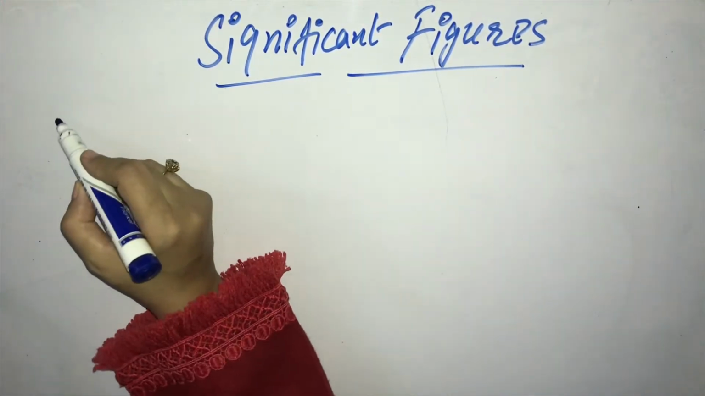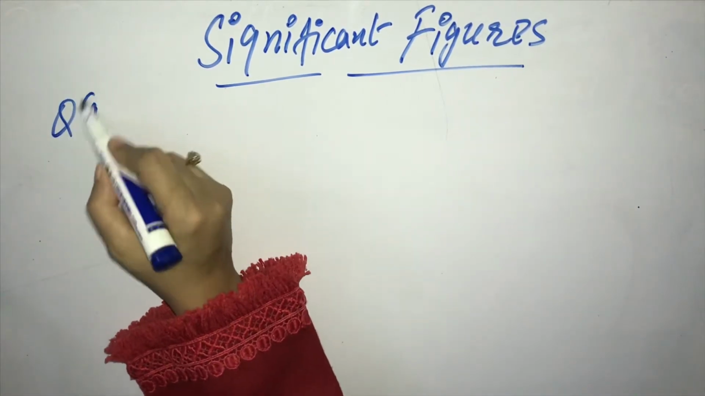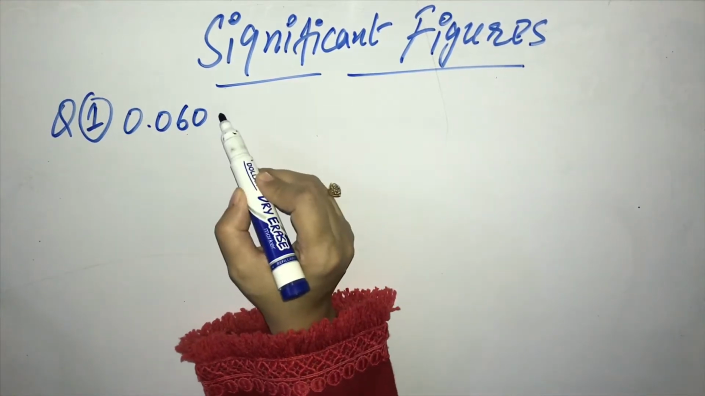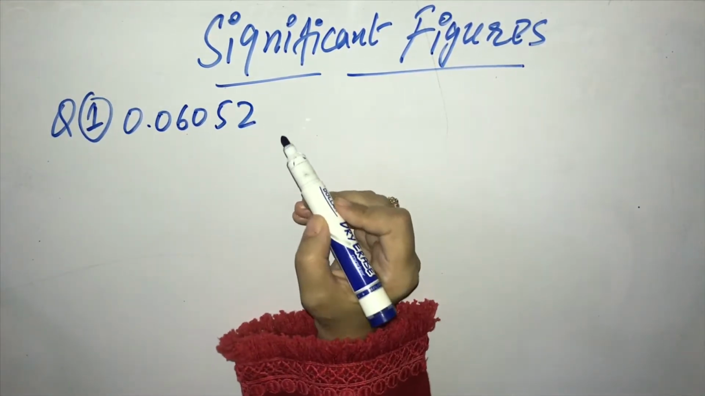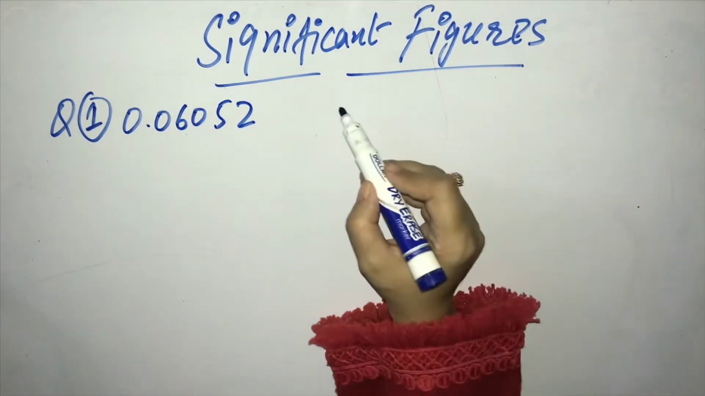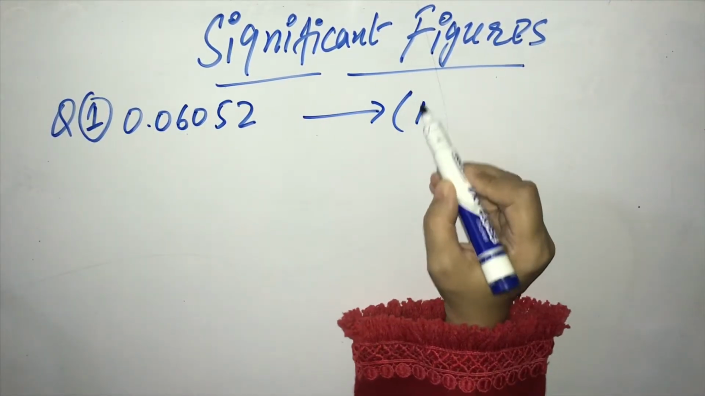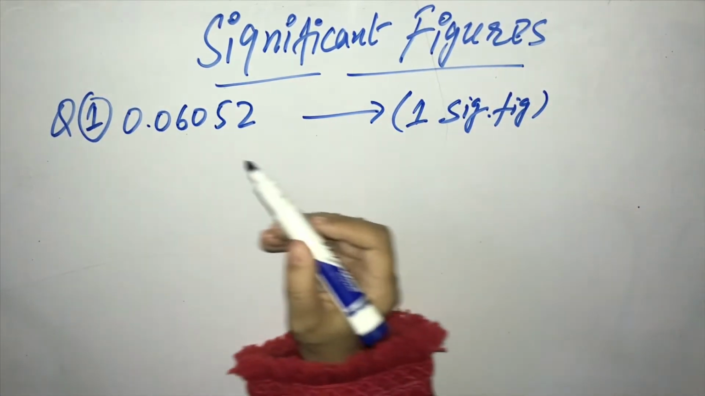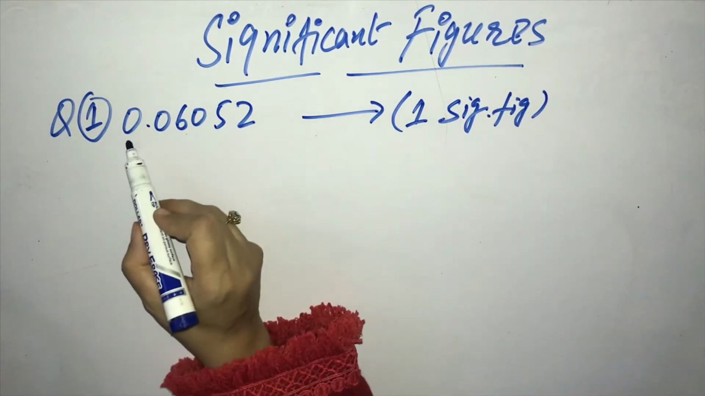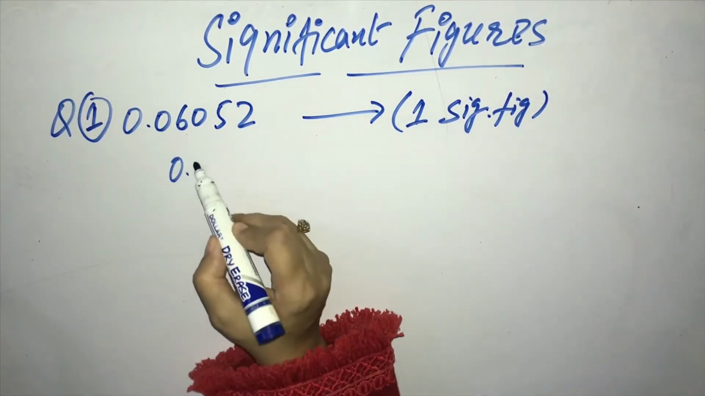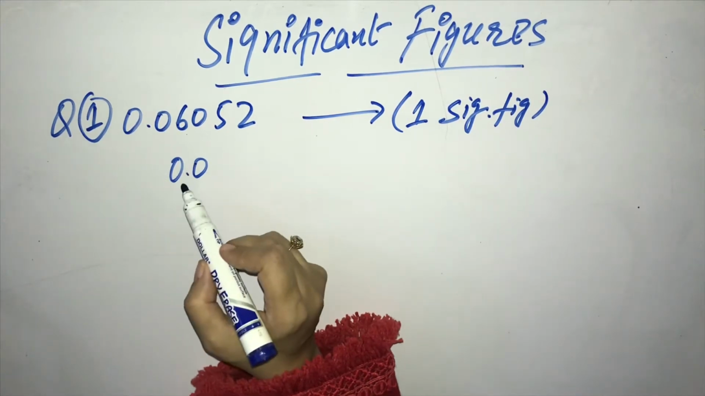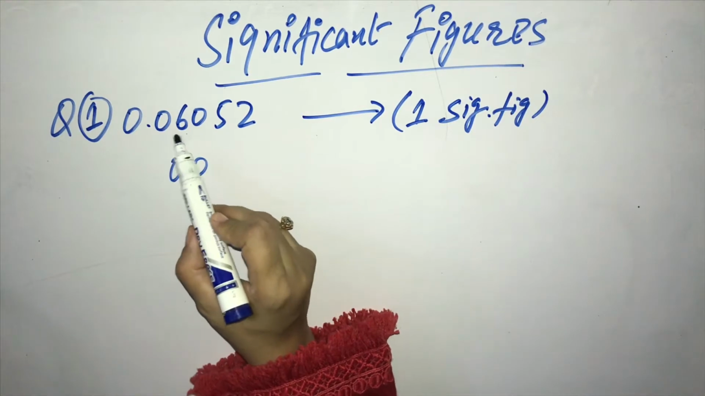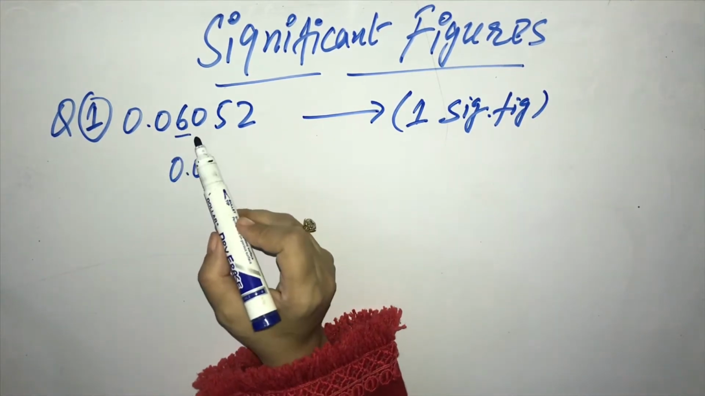For example, question 1: if I have 0.06052 and I have to give the answer correct to one significant figure, what I will do, I will start from here. These two zeros will be with the answer as they are not significant, but they are part of the answer. My first non-zero number will be the first significant figure.